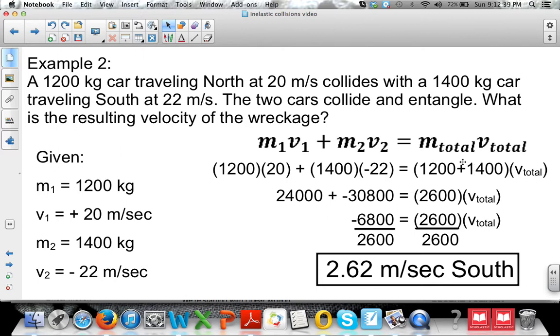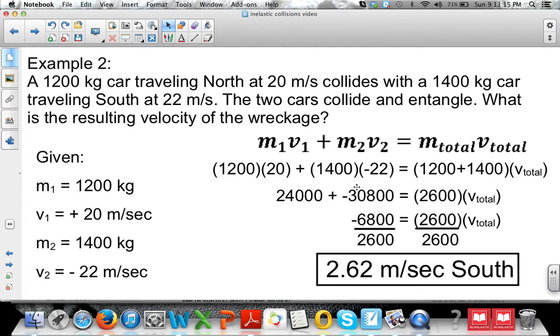And then over here with mass total, I'm going to add the two masses together. And again, you can do this on the side or you can do it in here. So it's 1,200 plus 1,400 because now the two cars are one object. So I simplify this. 1,200 times 20 is 24,000. Then the 1,400 times negative 22, that is my negative 30,800 right here. And I made sure it was negative. I had to include that. And then over here I added the two masses and I got 2,600 kilograms.